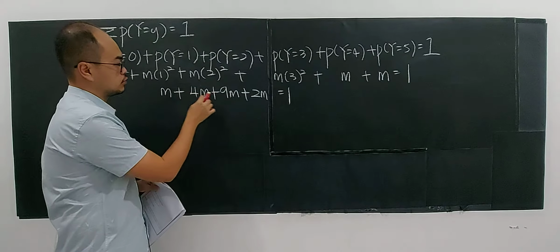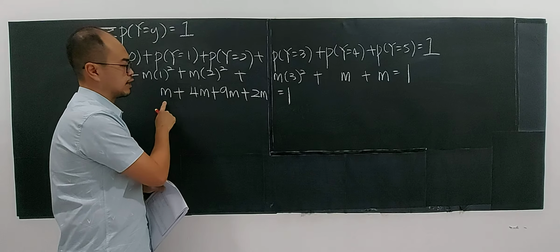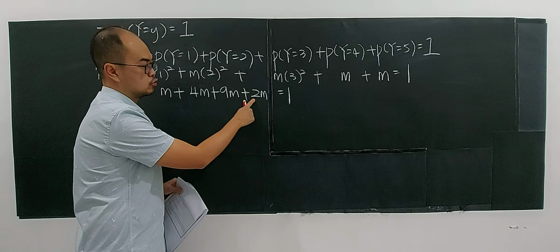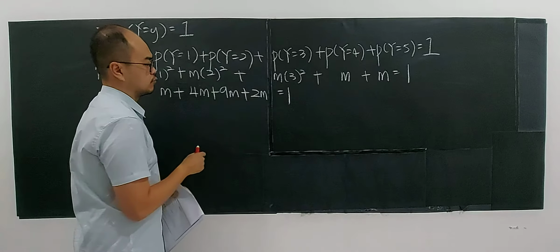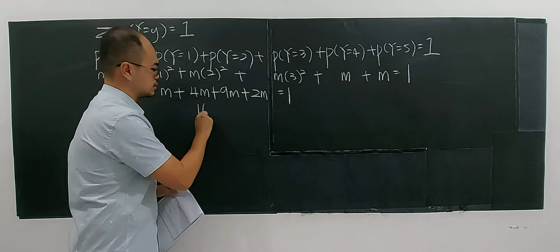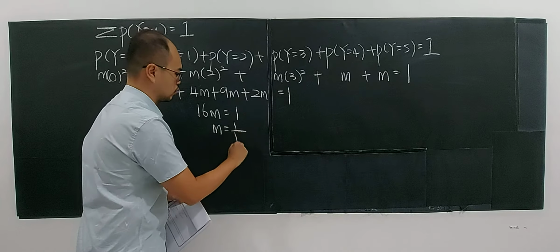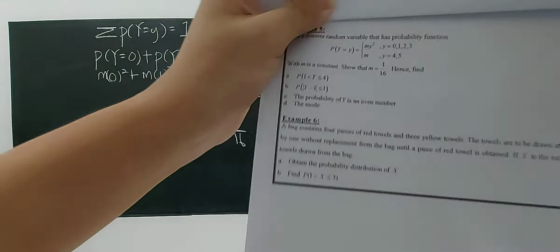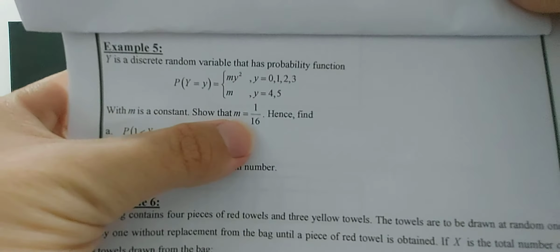Adding up all this, you have 4 plus 1, 5, 5 plus 2, you have 7. So 9 plus 7, you have 16m equals 1. So the value of m here is 1 over 16. The question is asking us to show that, so it shows that m is 1 over 16.